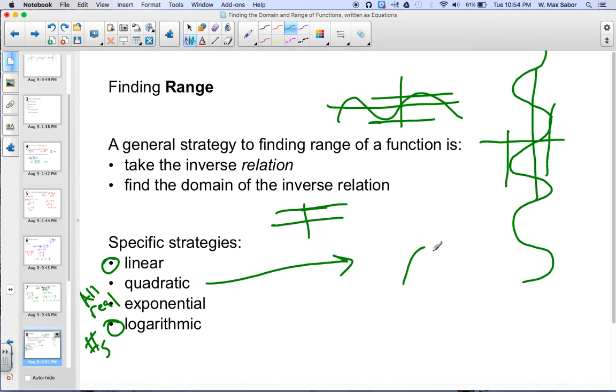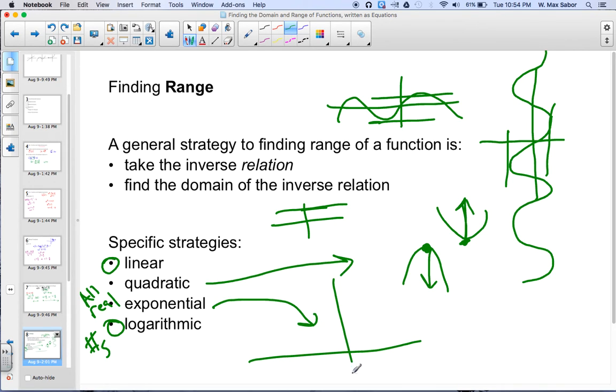Quadratic functions, remember that we have a vertex. So the range is all the numbers less than or equal to the vertex, or if the vertex is a minimum, the range is all the numbers greater than or equal to the vertex. Same thing with exponential functions. We have some sort of asymptote, and all the y values are going to be greater than that asymptote or less than that asymptote. Some quick examples, and then we'll be done.